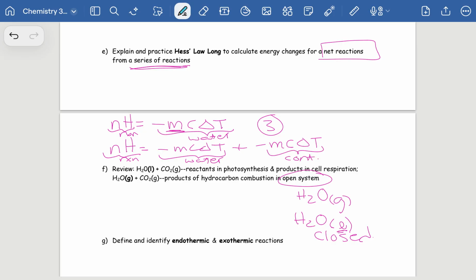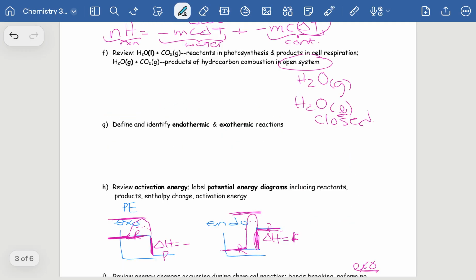Just one more thing to add here. If that is the case, if you're only given one final temperature, you can use that final temperature for the container as well. Okay, I think I have everything now.